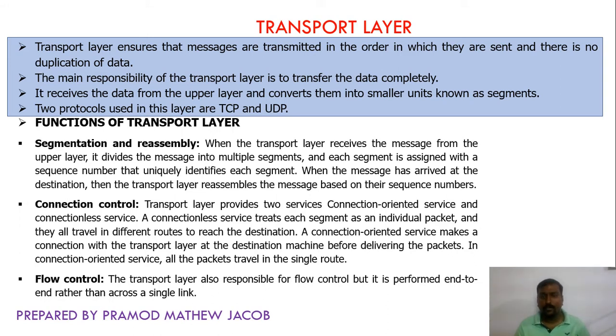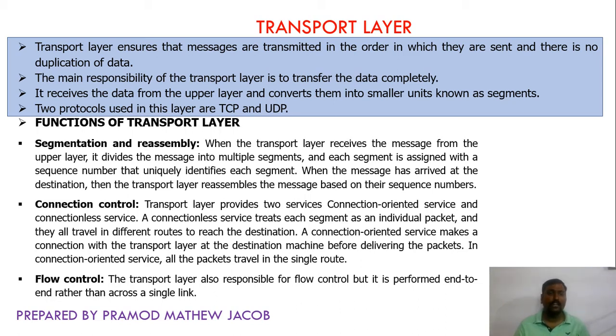When the transport layer receives the message from the session layer, it divides the message into multiple segments, and each segment is assigned a sequence number that uniquely identifies that particular segment. When this message has arrived at the destination or at the receiver side, then the transport layer at the receiver side reassembles the message based on their sequence numbers. So the sequence numbers are used to segment and reassemble at the server side and at the client side.